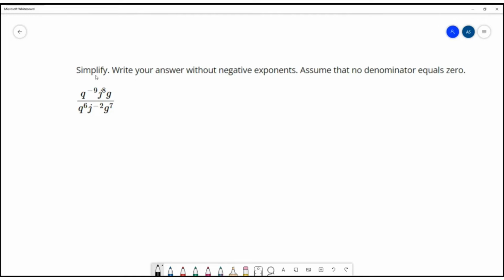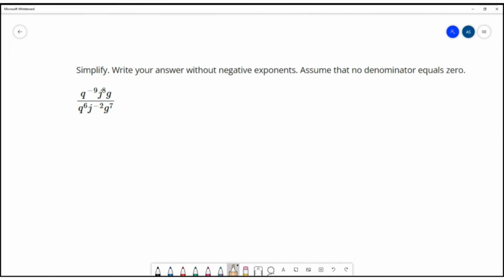So on this question, we want to simplify and write your answer without negative exponents. Assume that no denominators are equal to 0, so we don't have to worry about dividing by 0. We have the expression q to the negative 9, j to the 8th, g over q to the 6th, j to the negative 2, and g to the 7th.